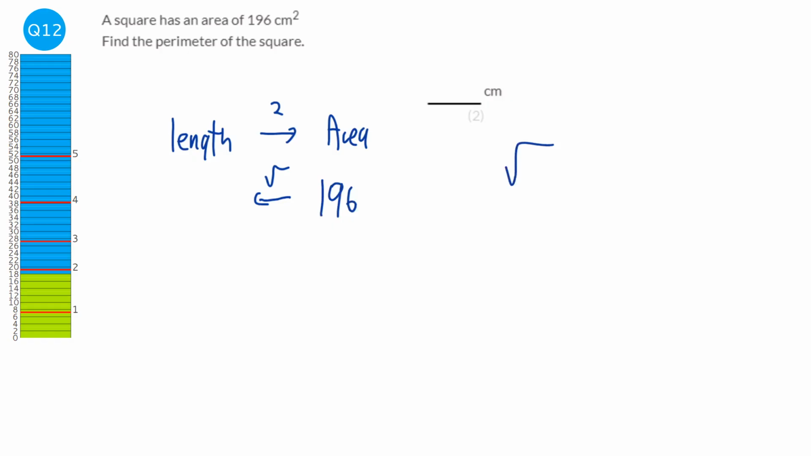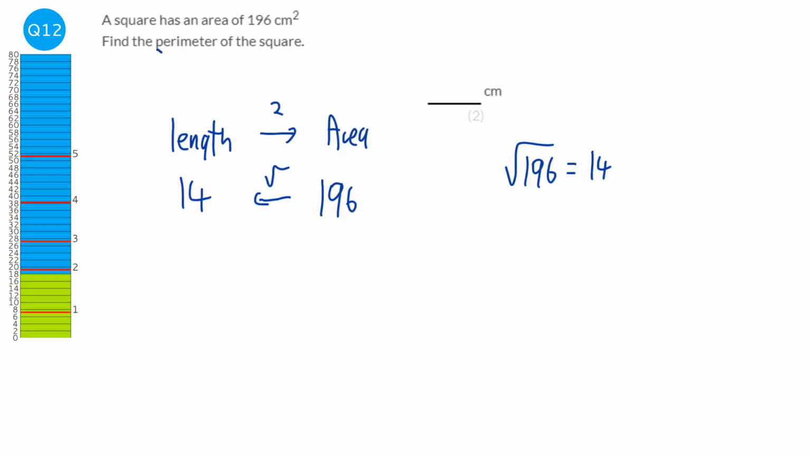So we work out the square root of 196, which is what number times itself is 196. And you should learn them from 1 to 15, so you should know all of the square numbers from 1 to 15. So you should know that the answer is 14. So the length therefore is 14.